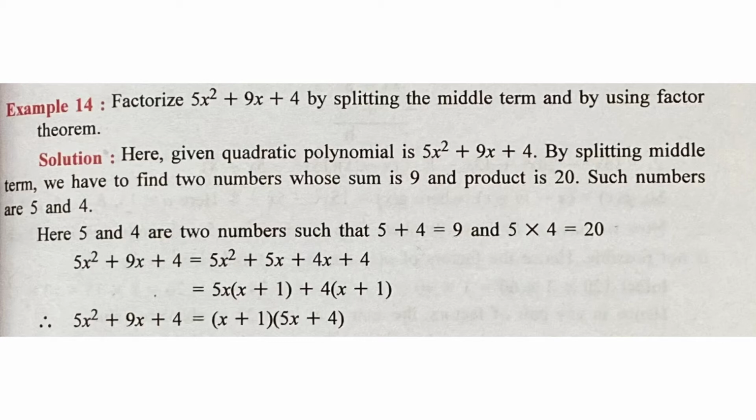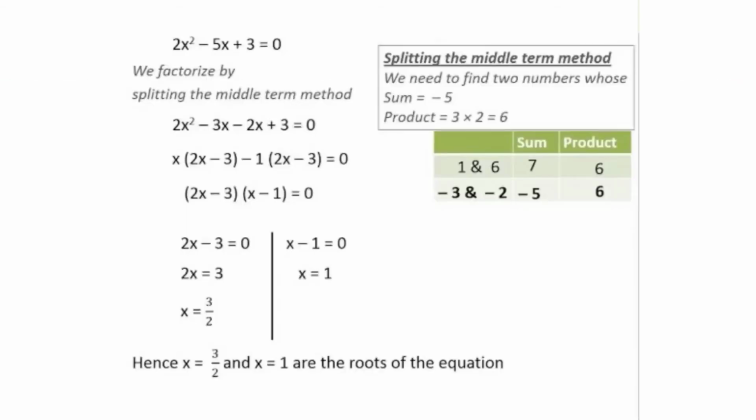Thus, we have factorized the given polynomial by splitting the middle term. Now, let us see another question. 2x square minus 5x plus 3 is equal to 0. We have to factorize it by splitting the middle term. Here 2 into 3 is 6 and the middle term is minus 5. So we have to find two numbers whose product is 6 and sum is minus 5.